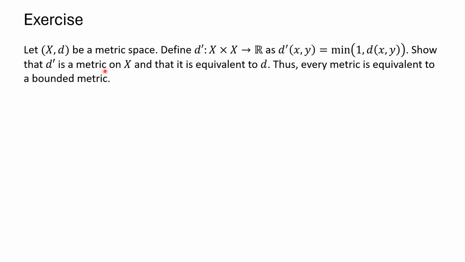So you need to show the 4 properties that we defined earlier in the first lesson on metric spaces. And then the harder part is to show that they're equivalent. And remember, we just defined equivalent in the previous slide. And once you show that, then we have the result that every metric space is equivalent to a bounded metric.